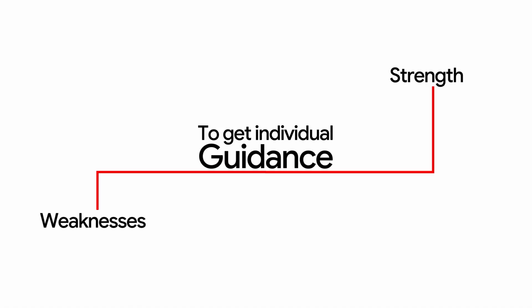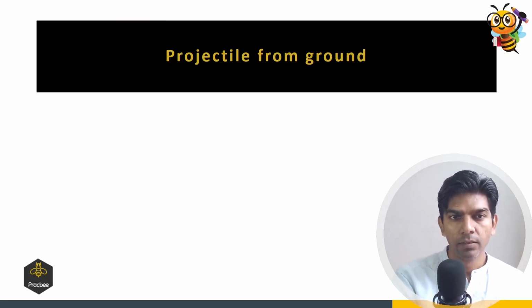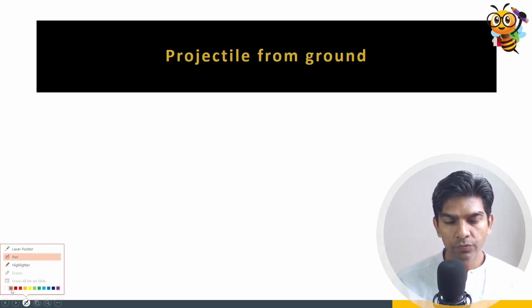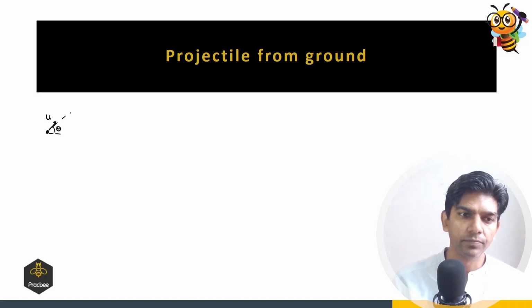Now with that said, let's get into the question and see the smartest way to solve it. So here first let us see the projectile from the ground. And let me quickly write down the important formulas that we have to keep in our mind. So if we are throwing a particle with the initial velocity u and the angle of projection is theta.